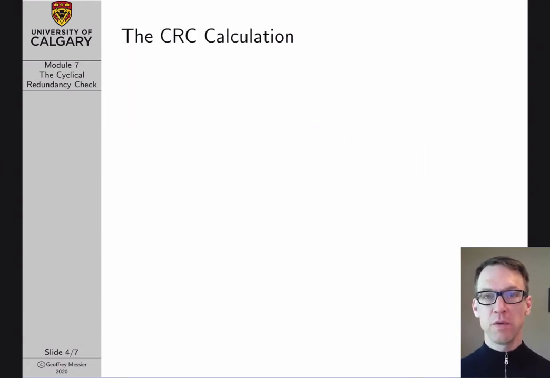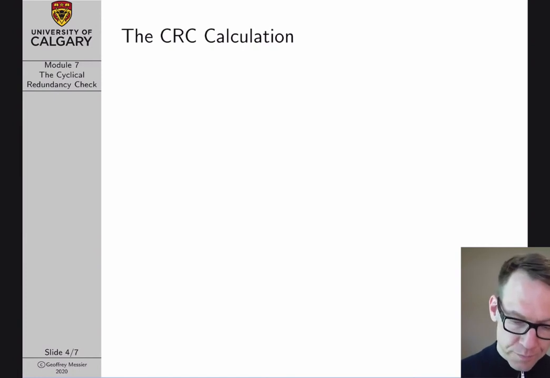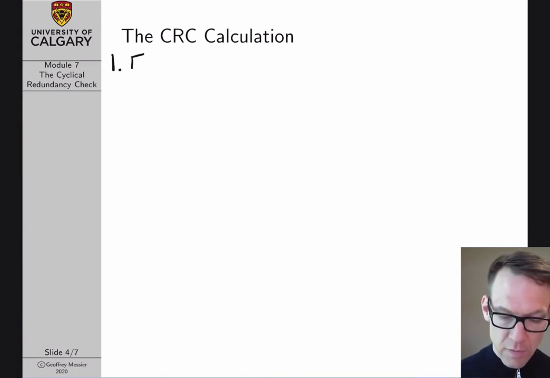Okay, so now we're ready to introduce the CRC calculation, and we're going to use what we've learned about binary field arithmetic to understand exactly how CRCs work. I'm just going to lay it out step by step, and we're going to go through the whole procedure. So step one is find what we call a generator polynomial.